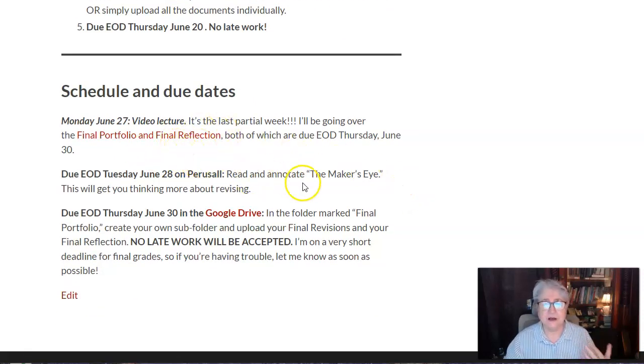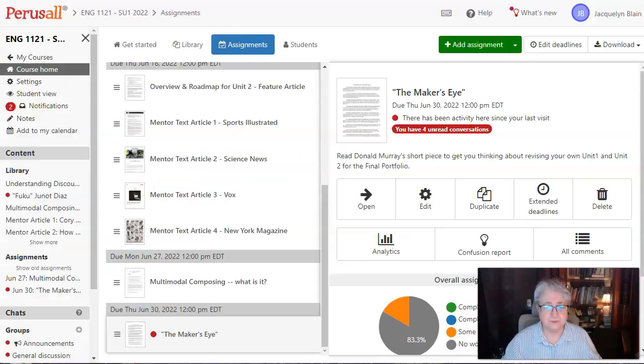That's it. There's this little piece on Perusall called The Maker's Eye. It's right here. And some people have already started reading it. It's short, and it's mostly just to think about the revision process. It's kind of nice to read this before you start working on your revisions because it'll let you step back and say, well, what do I need to do? How do I think through revision? What does it actually mean? Again, it's short. It's just not very long.